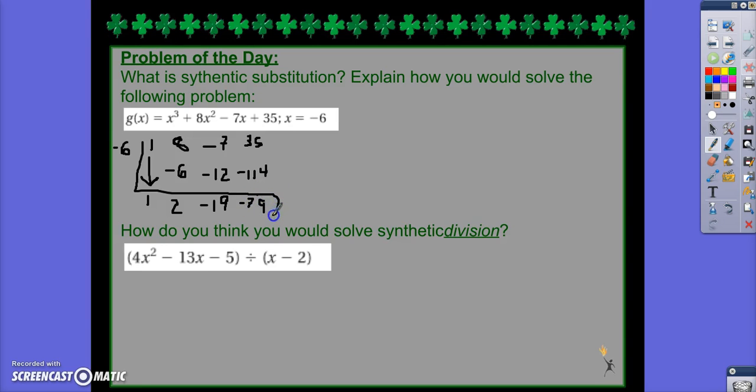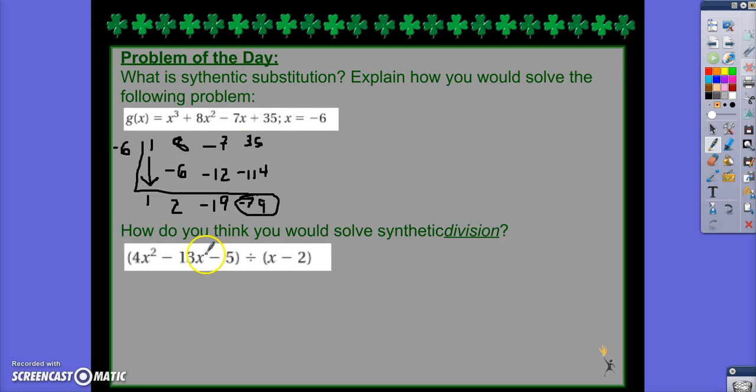And before it's synthetic substitution, this would be our answer, right? So -79 would be if I plugged in -6 for every single x. That was synthetic substitution, not having to worry about exponent rules, order of operations to get our answer. Well, if you remember I told you a while back, synthetic division is very, very similar to synthetic substitution. So I posed the question, how do you think you would solve synthetic division? All right, how does it look different?